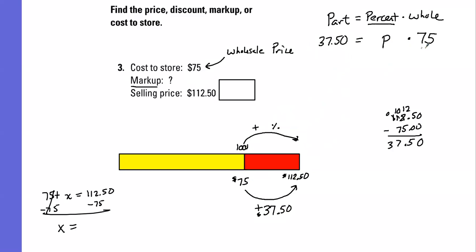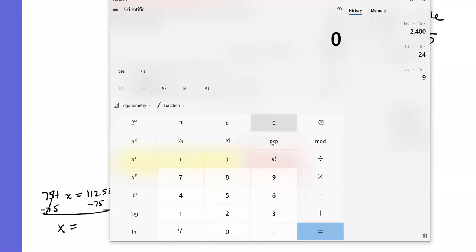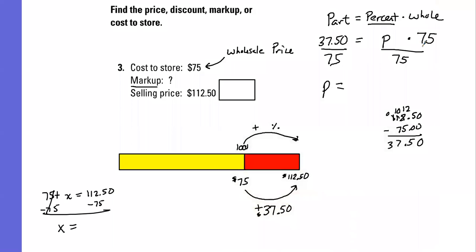So some percent times 75 gives me 37.50. I'm going to divide both my left and my right-hand side by 75. And now I just need to know what is 37.5 divided by 75. And you can use a calculator on this part. 37.5 divided by 75 gives me 0.5. Now that's in decimal form. 0.5 in decimal form is the same thing as, well, this is as a fraction, 5/10, right? 5/10 is 50 hundredths. This is 50%. So I mark this up by 50%.